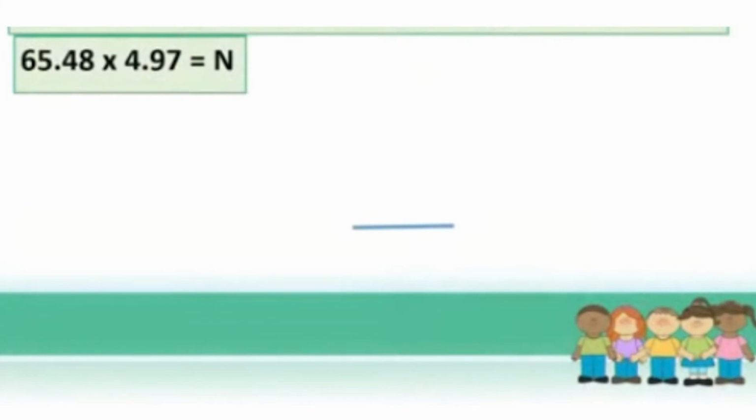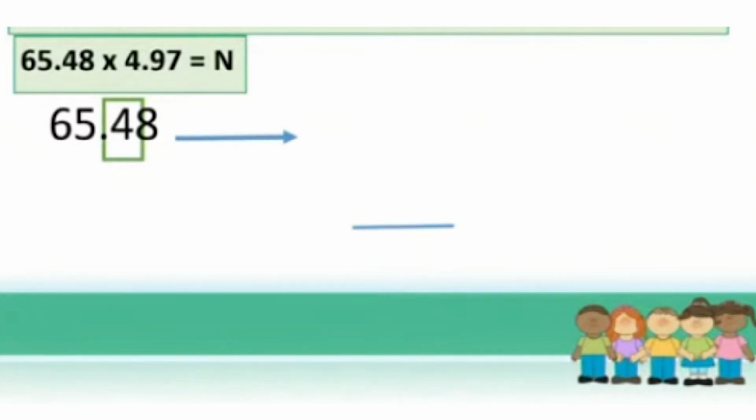Let's try another one. 65.48 times 4.97 is equal to n. What is the value of n? So first, let us estimate 65.48. Again, the number in the tens place is 4 and is less than 5. So, we will round it down and retain the whole number. Therefore, the answer is 65. That's great.